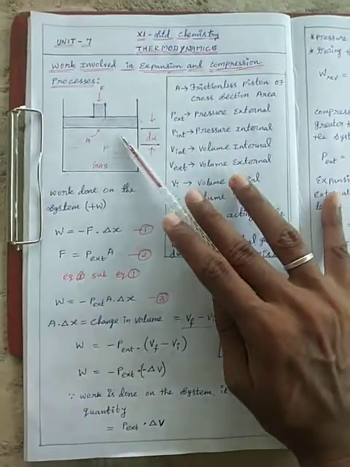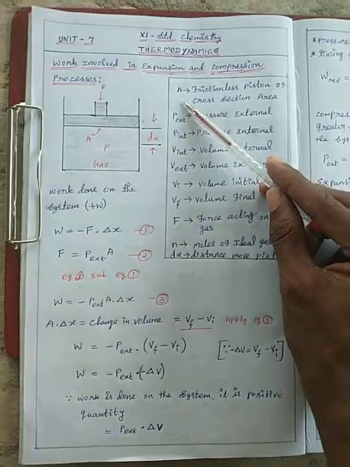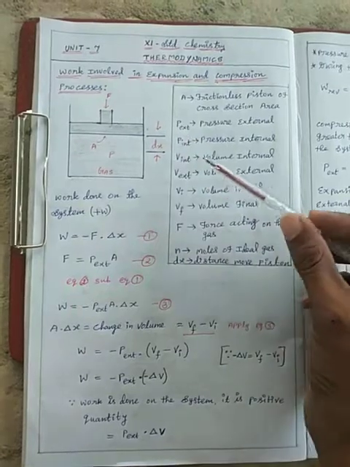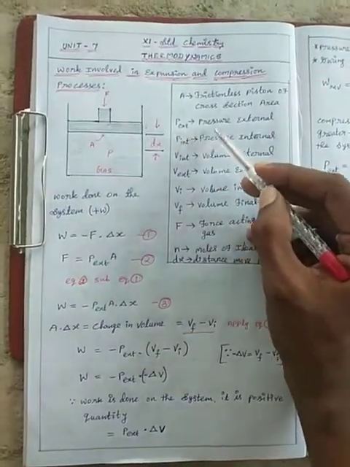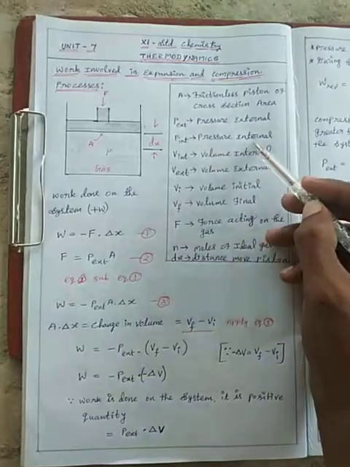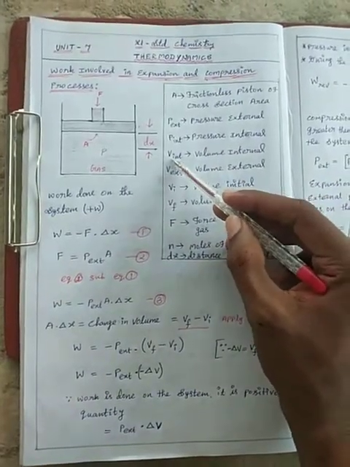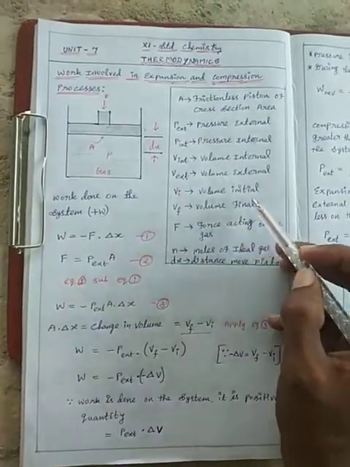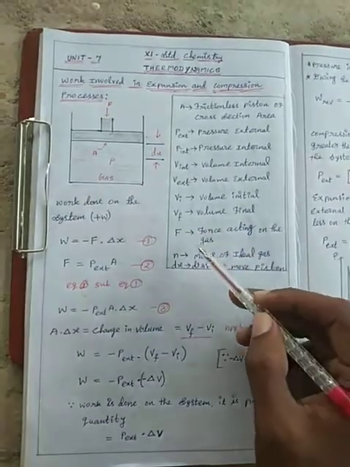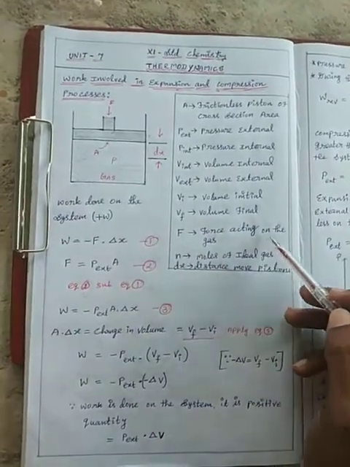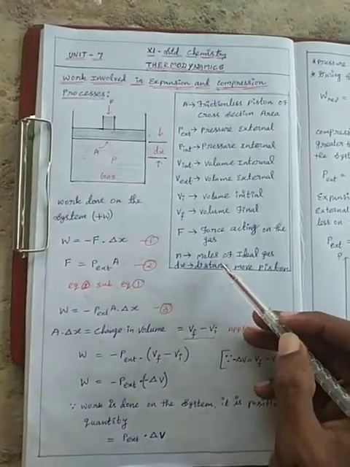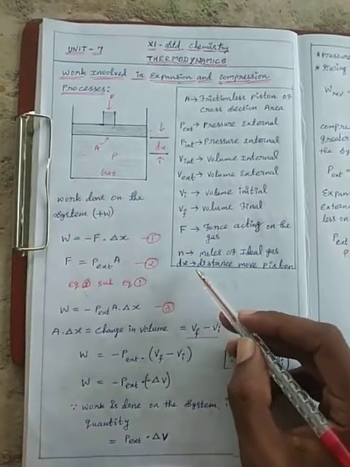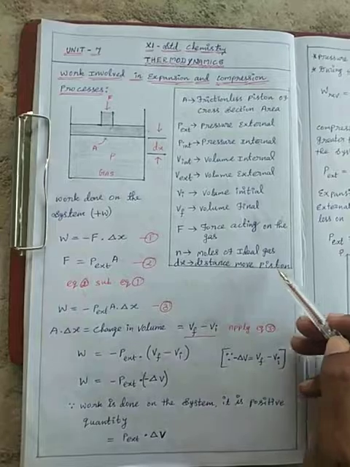The important terms involved in the derivation, for a frictionless piston of cross-section area A, are: P ext, the external pressure; P int, the internal pressure; V int, the internal volume; V ext, the external volume; Vi, the initial volume; Vf, the final volume; capital F, the force acting on the gas; n, the number of moles of ideal gas inside the cylinder; and dx, the distance moved by the piston.